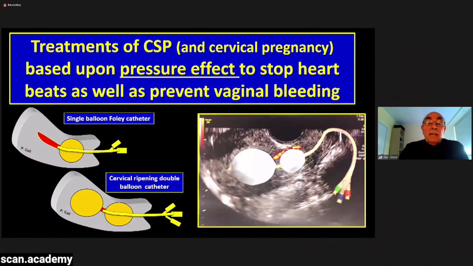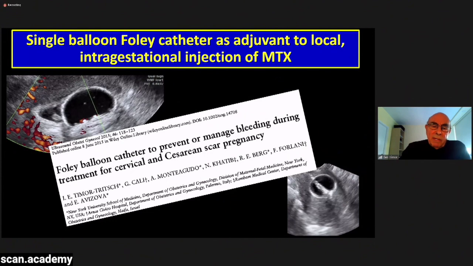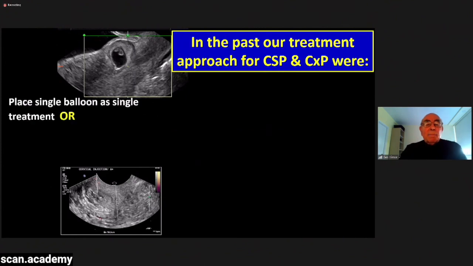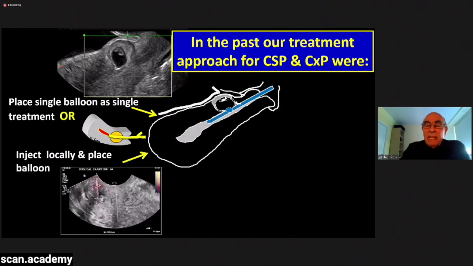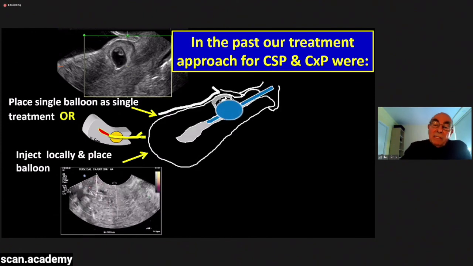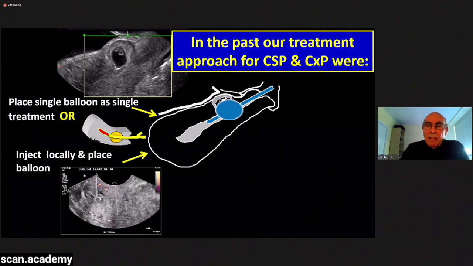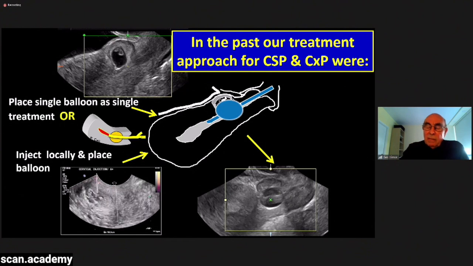So let me talk about treatments that are based upon pressure effects. And again, I'm talking about the single and the double balloons. The single balloons were published by us in 2015. Basically, it was: place a single balloon as a single treatment, or inject locally and place a balloon afterwards. It is based upon this pressure that is put on the scar pregnancy or a cervical pregnancy for that matter. It's several millimeters more south of this one. And then look at the picture and evaluate its efficiency.